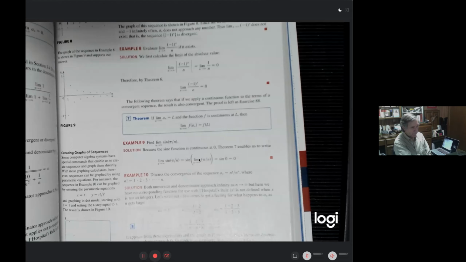If this goes someplace, which in this case it goes to 0, then the theorem says that the limit of sine of it is sine of the limit, which is 0. Okay, so that's the important application of this important theorem in terms of allowing you to jump inside and do the limit inside a continuous function.